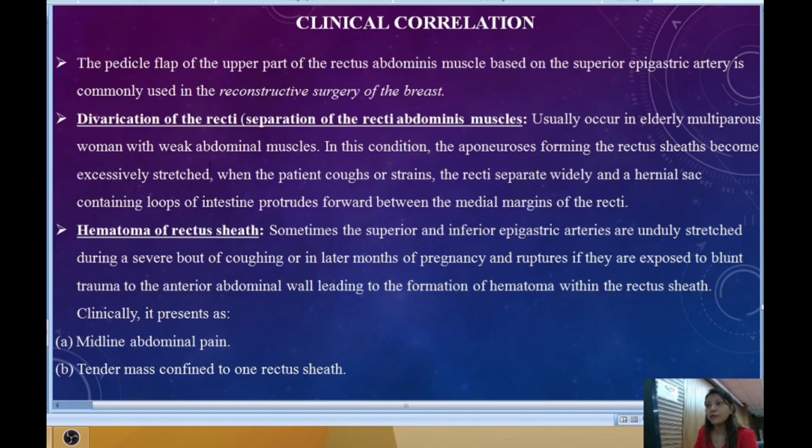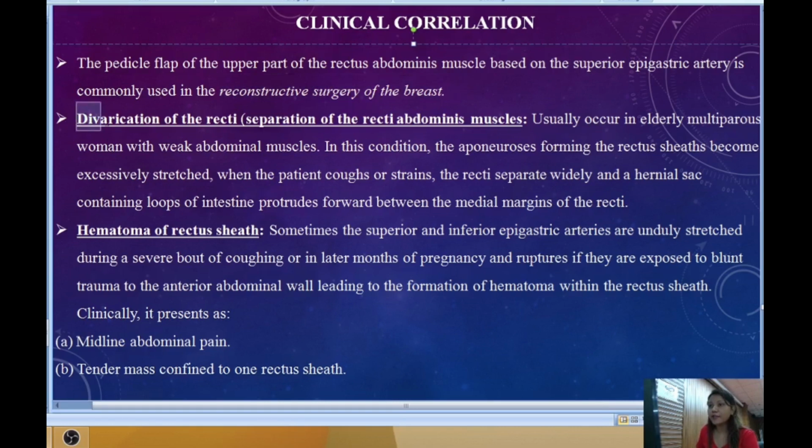Okay, now important about the rectus sheath is the pedicle of the upper part of rectus abdominis muscle on the superior epigastric artery is sometimes used in reconstructive surgery of the breast. So in reconstructive surgery of the breast, sometimes the upper flap of the rectus abdominis muscle is used.